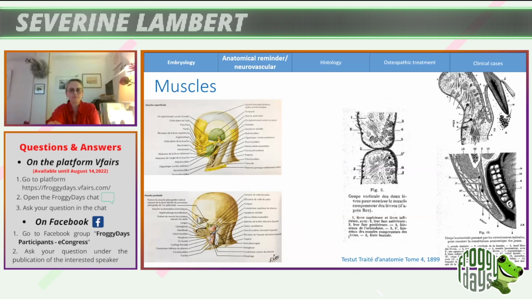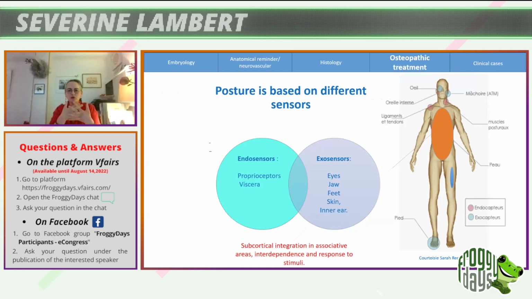And I'm going to speak about posture, which depends on different sensors. We have different sensors: endosensors and exosensors. The proprioceptors and the viscera are the endosensors, and the exosensors are the eyes, the jaw, the feet, the skin, and the inner ear. So this is what we see.